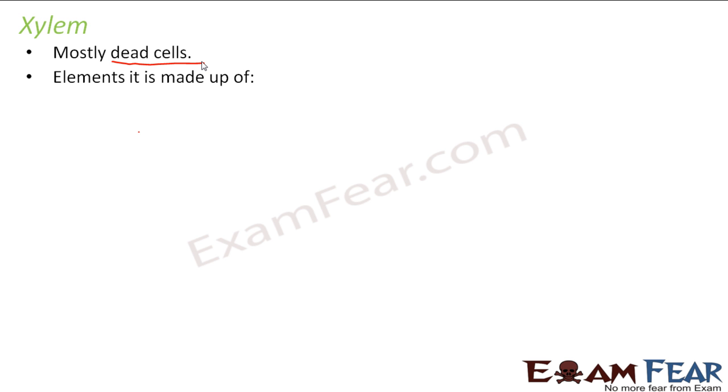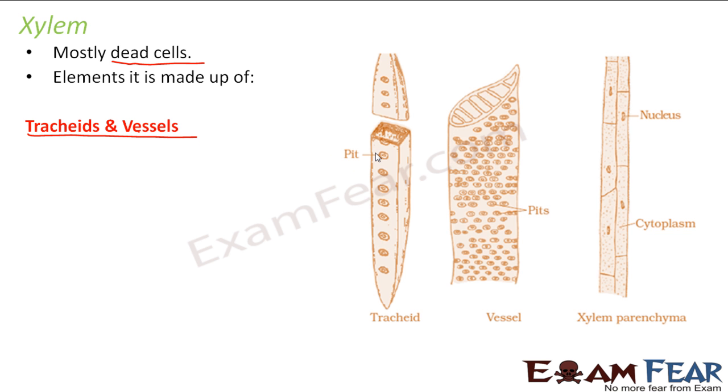Now, the elements which it is made up of. Xylem is made up of 4 different types of elements. The first one is tracheids and vessels. So what are tracheids and vessels? When you look at it, this is how a tracheid looks. It is an elongated structure with tapering ends. And a vessel looks like any other vessel. It will have a lid-like structure and then a cylindrical structure. So these are tubular structures. Both tracheid and vessel are tubular structures in the form of a tube.